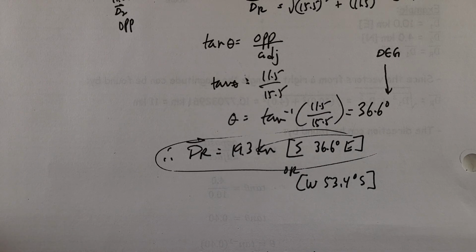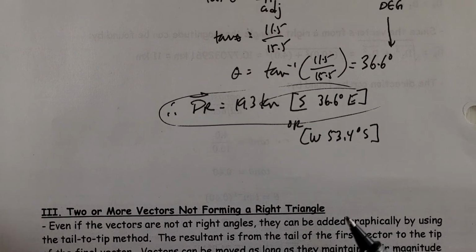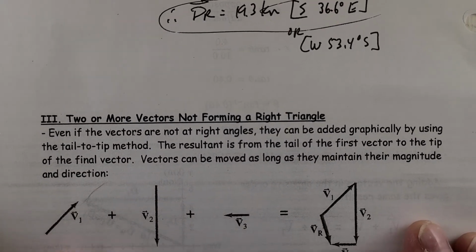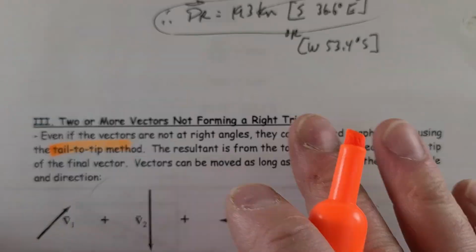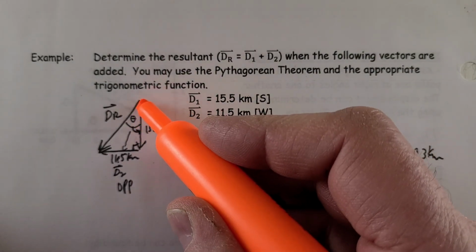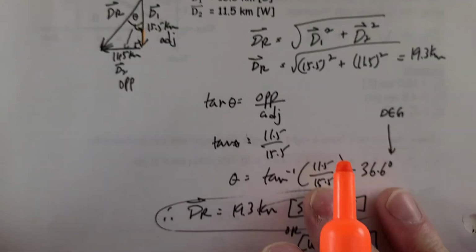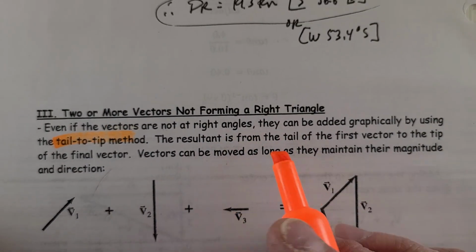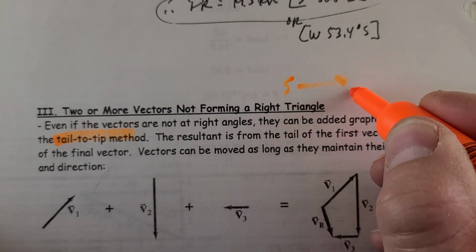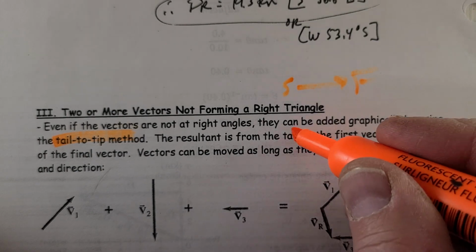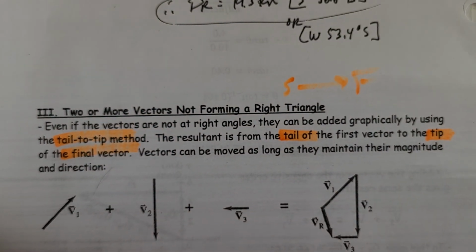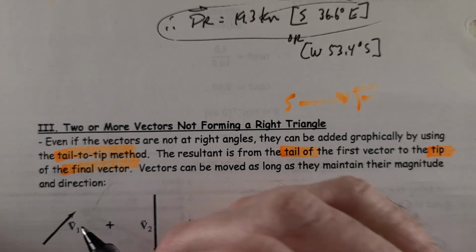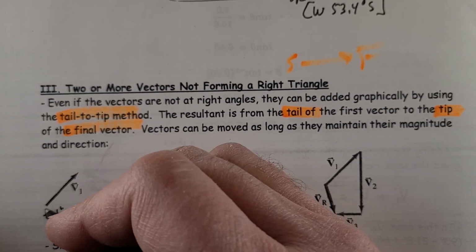All right, so we dealt with vectors that are linear, vectors that form a right triangle. What if we have two or more vectors at various angles? Even if the vectors are not at right angles, they can be added graphically using what we refer to as a tail to tip method. That's kind of what we're doing here. We add one vector, start to finish, then from there, start to finish. You just keep adding them on, basically. And then the resultant is from start to finish, from the tail of the first vector to the tip of the final vector. So for every vector, you have a start, which is a tail, and then over here we have a tip.